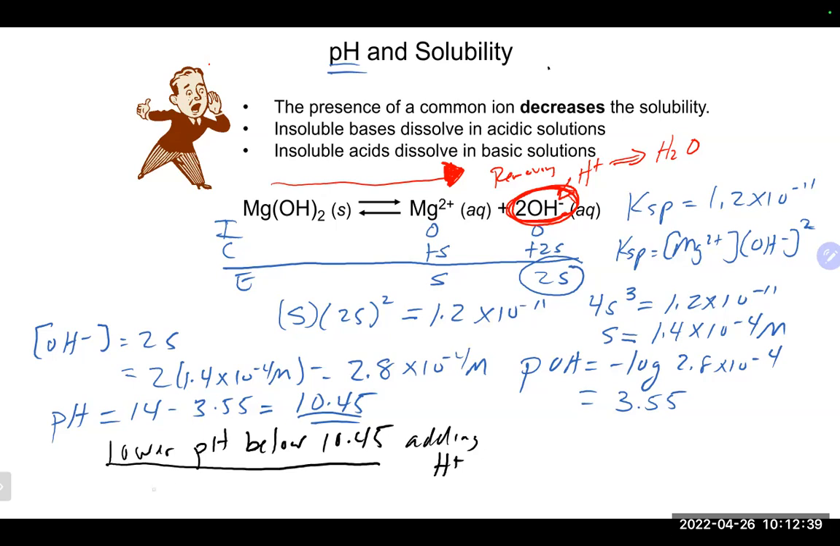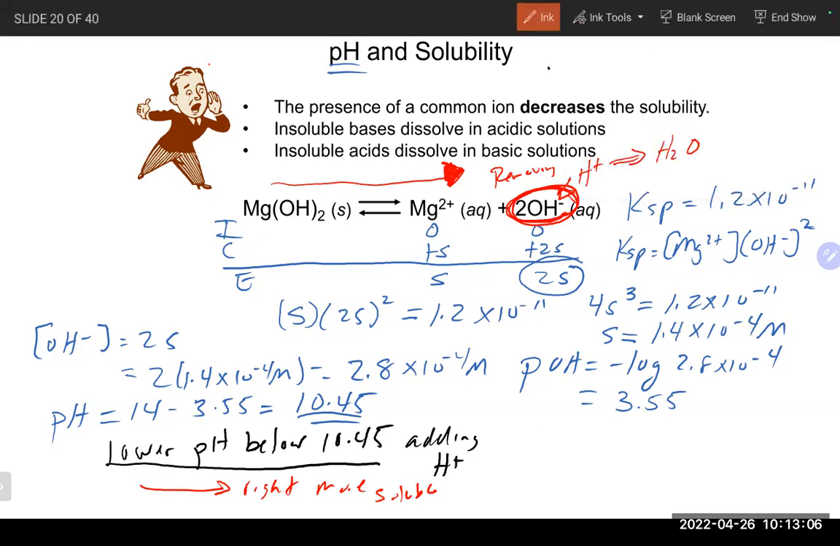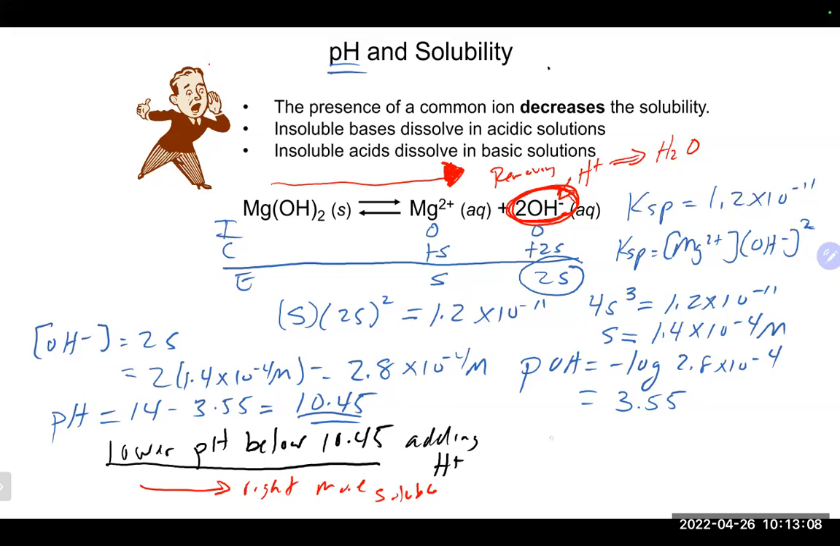So it would shift to the right, more soluble. And once again here, to be truthfully honest with you, you don't even need to get into an acidic pH. You just need to drop it below that 10.45 threshold and you will start to see it actually dissolve a little bit more. What would happen in the opposite case here if I decided to take the pH above 10.45?